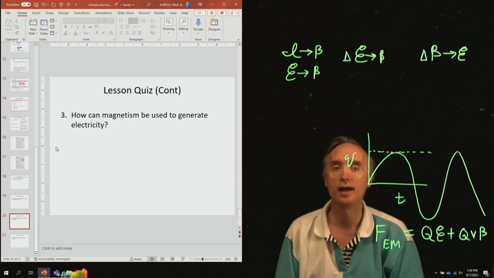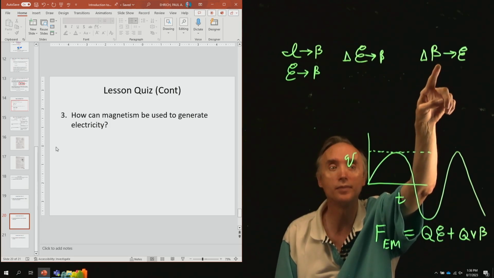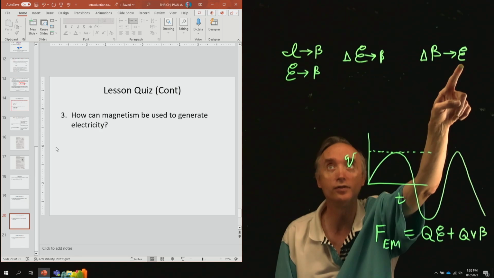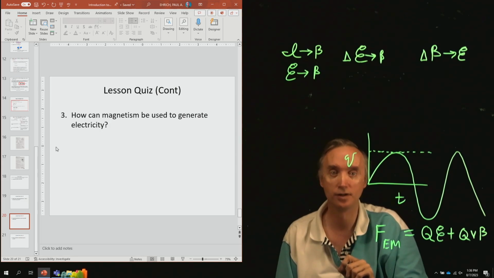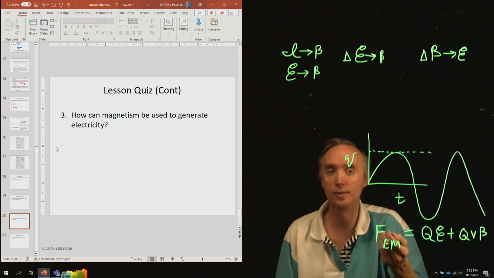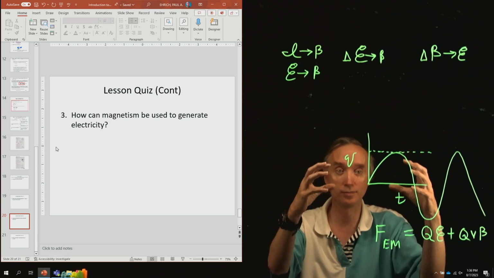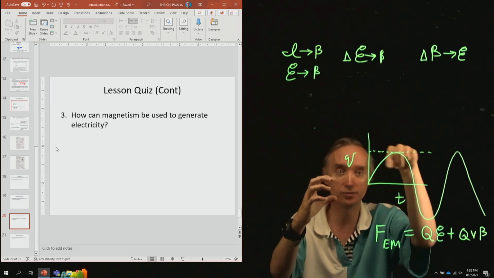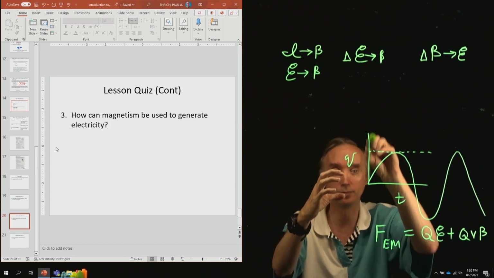Question number 3. How can magnetism be used in order to generate electricity? A changing magnetic field produces the electric field. The electric field is what makes the electric current. So if somehow you can change the direction or the strength of magnetism, that can generate an electrical current. And what we found was that if you had a constant amount of magnetism being produced by a magnet, and then you put a wire into it, that wire is either going to be pulled up or pushed down.